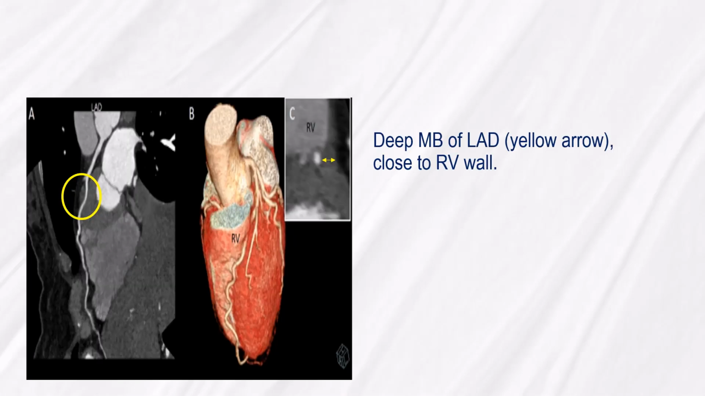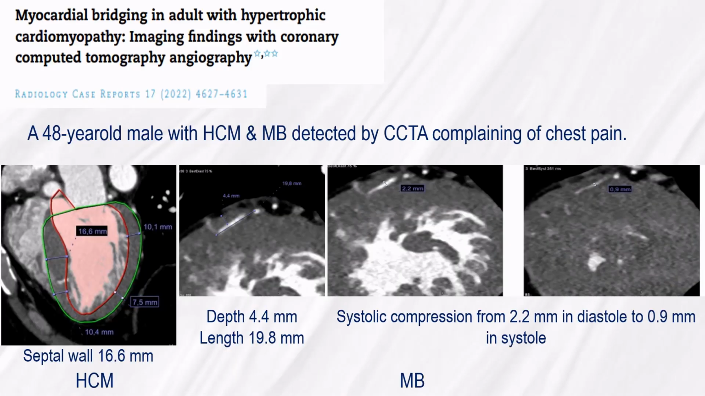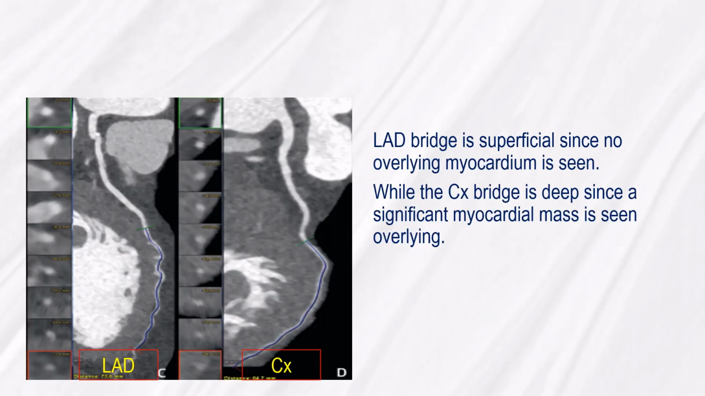This is an image of a deep myocardial bridge of LAD, yellow arrow, close to the RV. And the depth of this myocardial bridge in the mid-LAD is 4 mm. In this case of HOCM, septal wall thickness was measured, the depth and length of the myocardial bridge, and the systolic compression decreased from 2.2 mm in diastole to 0.9 mm in systole. The LAD bridge in this case is superficial since no overlying myocardium is seen, while in the CX bridge it is deep with significant myocardial mass overlying.